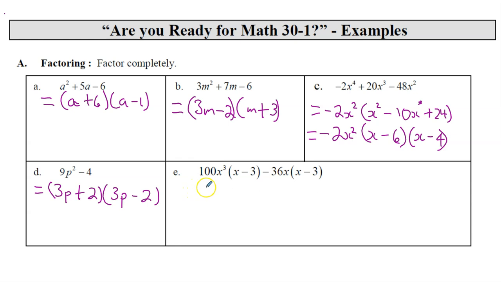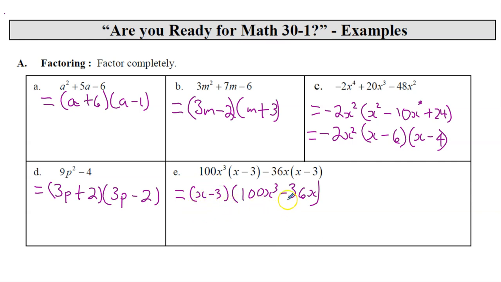This guy is good. First, there's a common factor. The x minus 3 is actually a common factor here. And we're left with 100x cubed minus. So the only time we show work in factoring, really, so here there's no work shown, you don't need it, but the time to show work in factoring is if you're doing a common factor. When you're taking that out, you need to show your work.